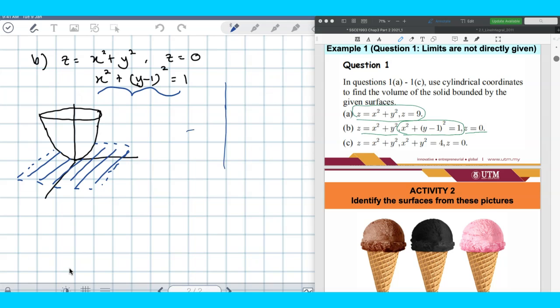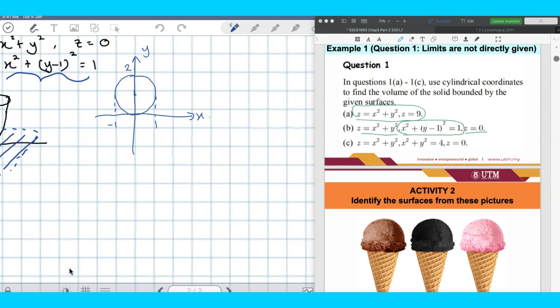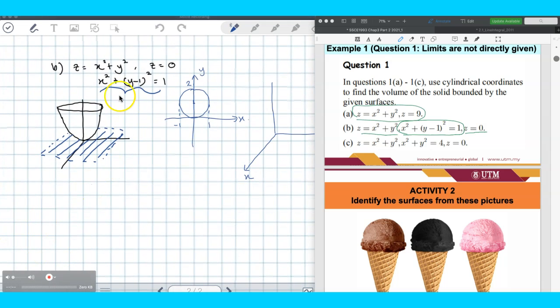We sketch the trace first. So a circle with radius 1. This one is y, and this is x. So this is 2, this is 1, negative 1. And the center of that circle is 0, 1. So that is your circle. But when you sketch in 3D, because after that we have to combine all the surfaces together, you have to make sure your orientation is the same, so that it is easy for you to imagine.